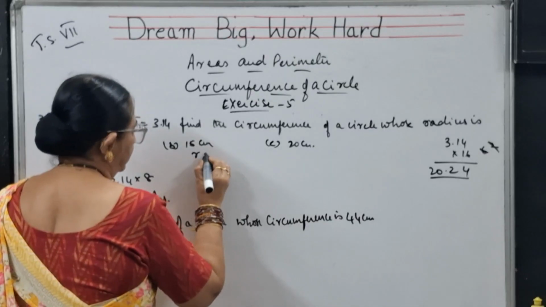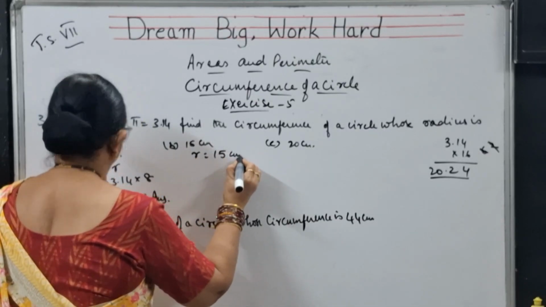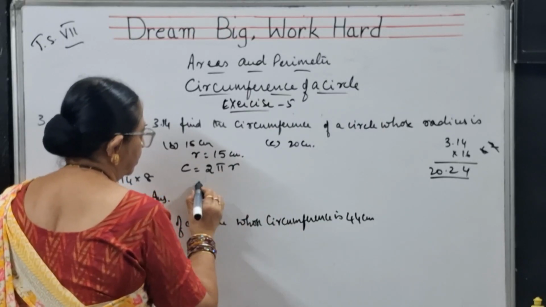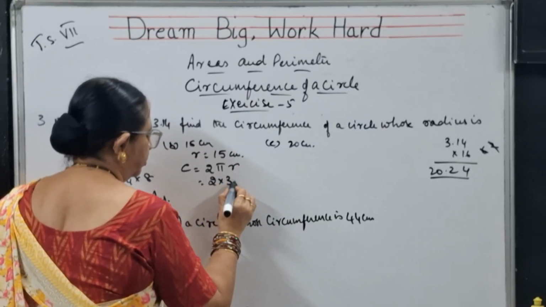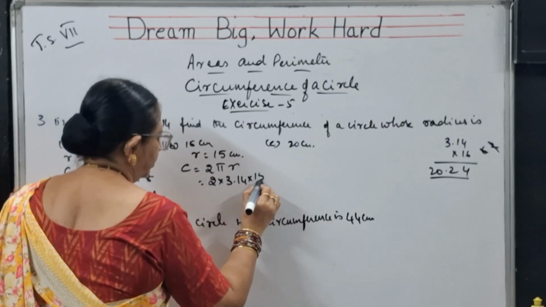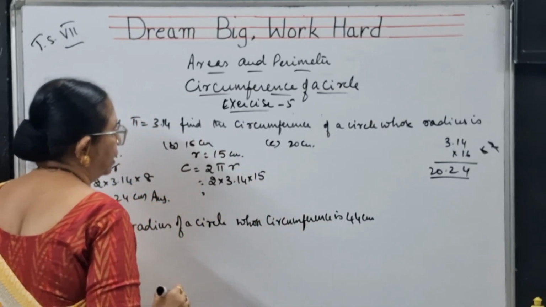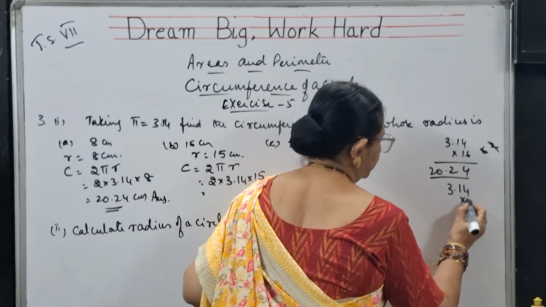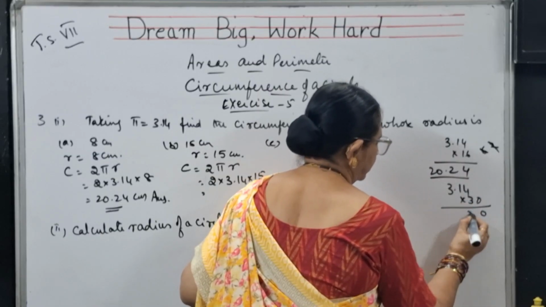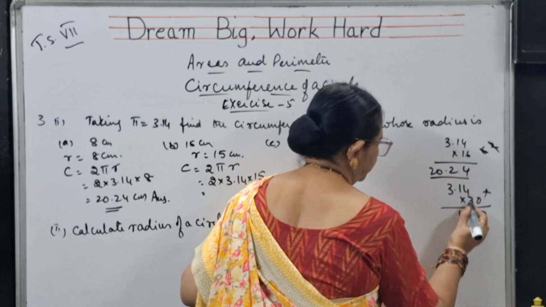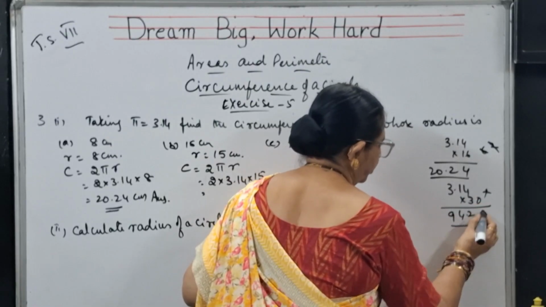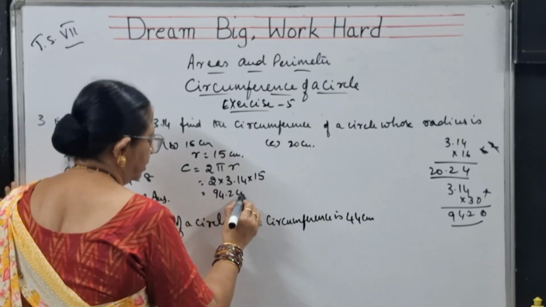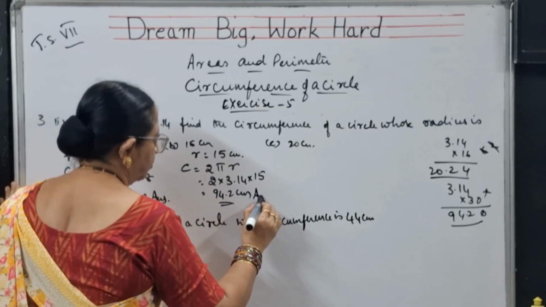And here radius is 15 centimeters. The circumference is 2 pi r, 2 into 3.14 into 15. 15 twos are 30. So 3.14 into 30. So 0 here, 3 fours are 12, 3 ones are 3, 1 4, 3 threes are 9. 94.2 centimeters is the answer for this problem.